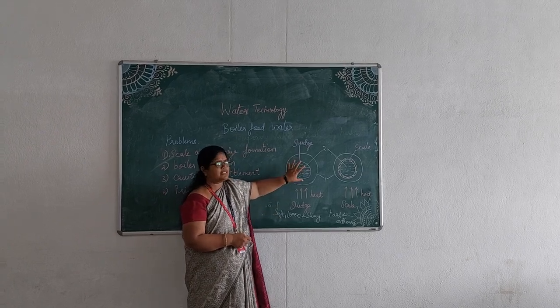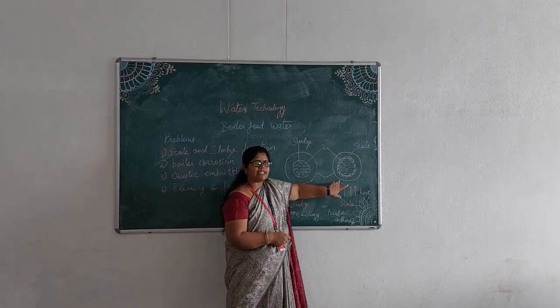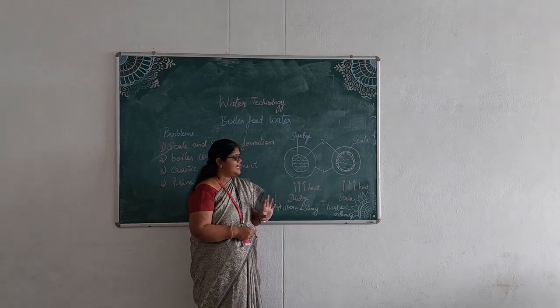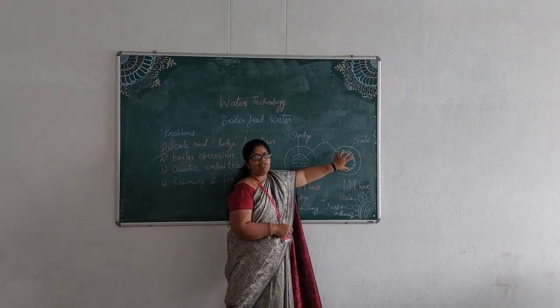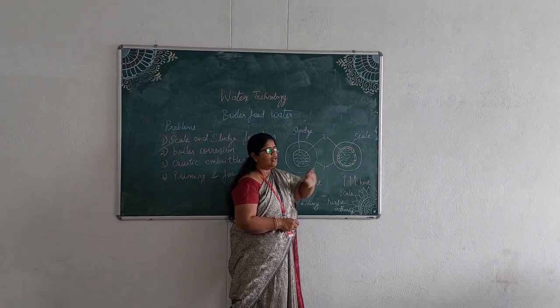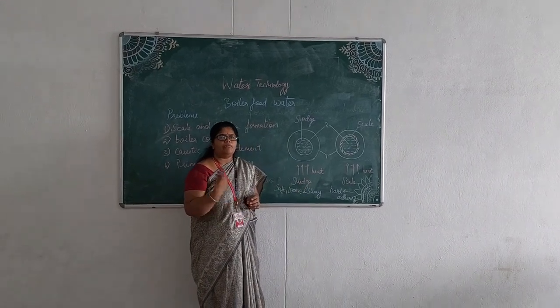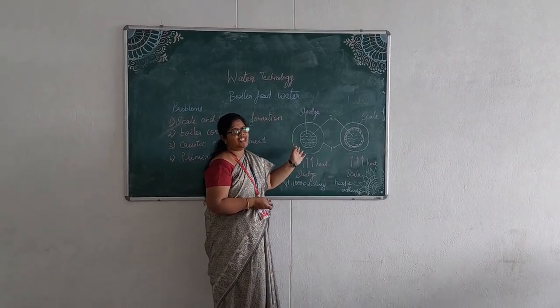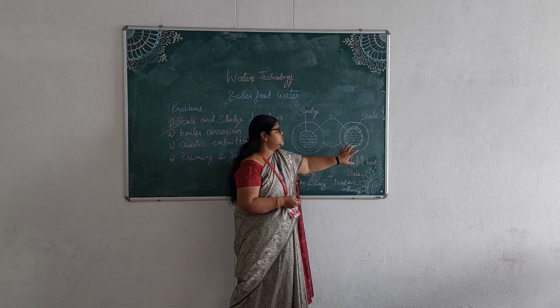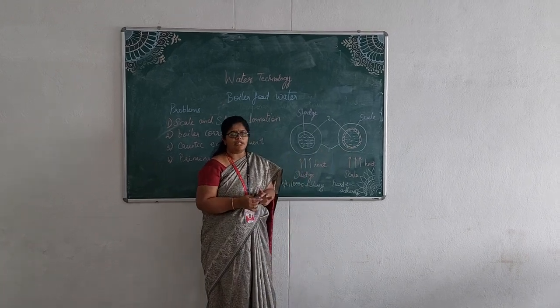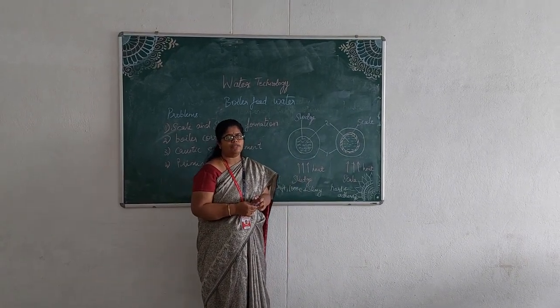because it is loosely formed particles. In the case of scale, it is very thick, hard and adhesive, formed on the inner wall of the boiler. It cannot be removed just like the sludge. The water has to undergo various treatments to remove the scale from the boiler.